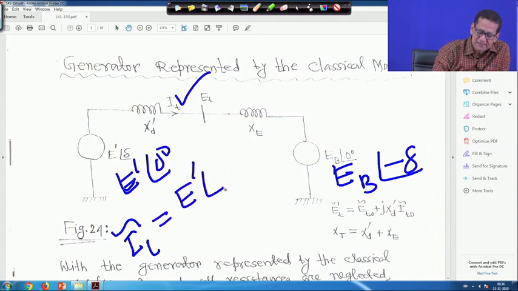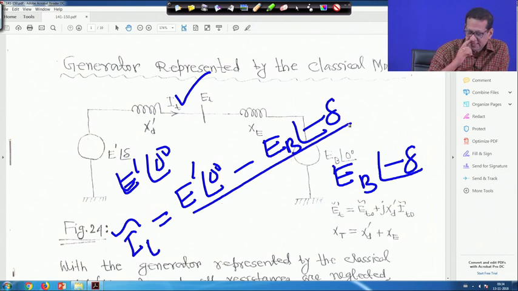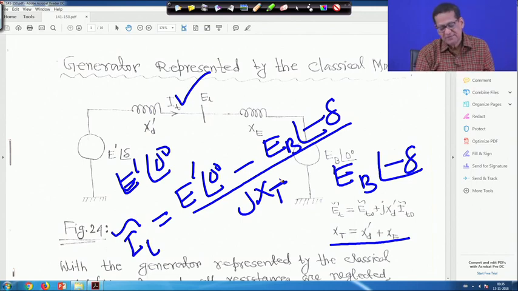So, I t will be E dash angle 0 degree minus E b angle minus delta, divided by x d dash plus x t, where x t is equal to x d dash plus x c. So, we can write j, it is reactance, so j divided by j x t. This way you can make this my I t tilde, the phasor representation. The other thing is also true, E angle delta minus E b angle 0, as in our EG analysis; it is the same thing, the meaning is the same.